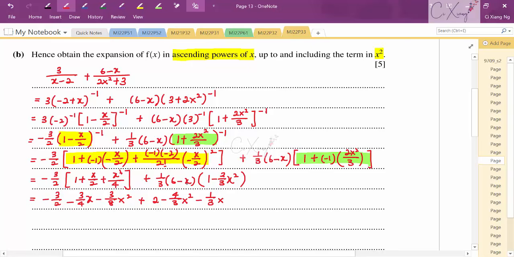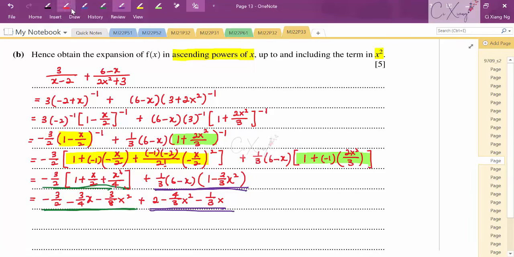So for your information, when you expand these two brackets, we are having some terms which are x power 3, and I will just ignore them. I didn't write it out here because I know that for our answer, we are only interested in the terms up to x power 2. Okay, so just for your reference, this part is simplified to this. And for this part, if you expand it very slowly, eventually you will get this expansion.